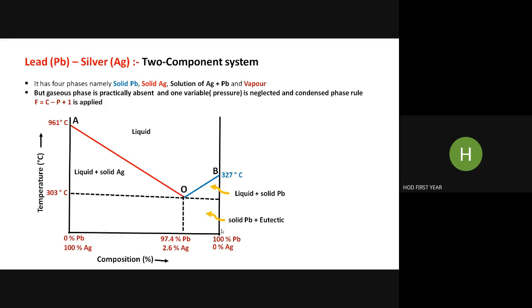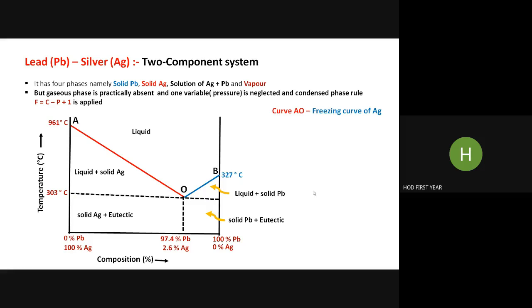So these are the important areas. Okay. Then we have two distinct areas below the eutectic line. This is called the eutectic line. The first is solid Pb plus eutectic. Obviously, solid Pb is always here in this area, and eutectic. Eutectic is actually a mixture of lead and silver. And here I have solid Ag plus eutectic. Solid silver तर आहे तिकडे, plus eutectic means what? Mixture of lead and silver.